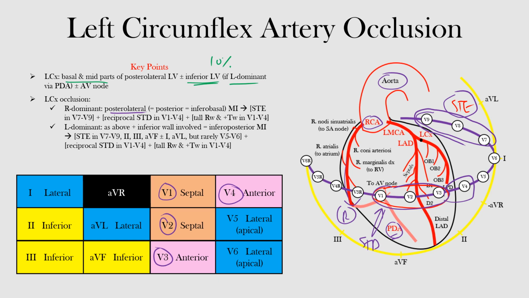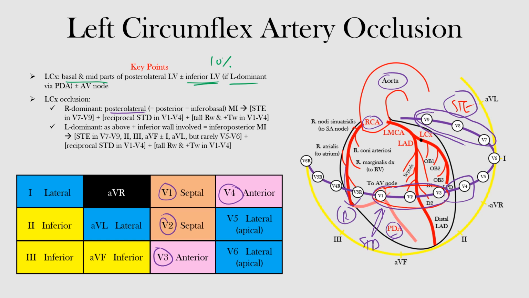Now, occlusion of the left circumflex artery will now also involve the inferior wall. Therefore, an infraposterior MI will occur. In this case, we would see the same changes as above with the posterolateral involvement, along with ST elevation in the inferior leads, 2, 3, and AVF, and sometimes leads 1 and AVL, but rarely leads V5 and V6.